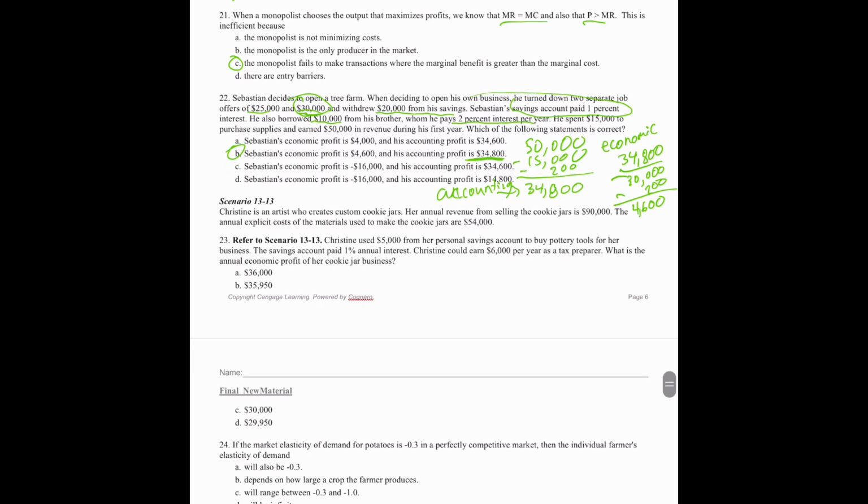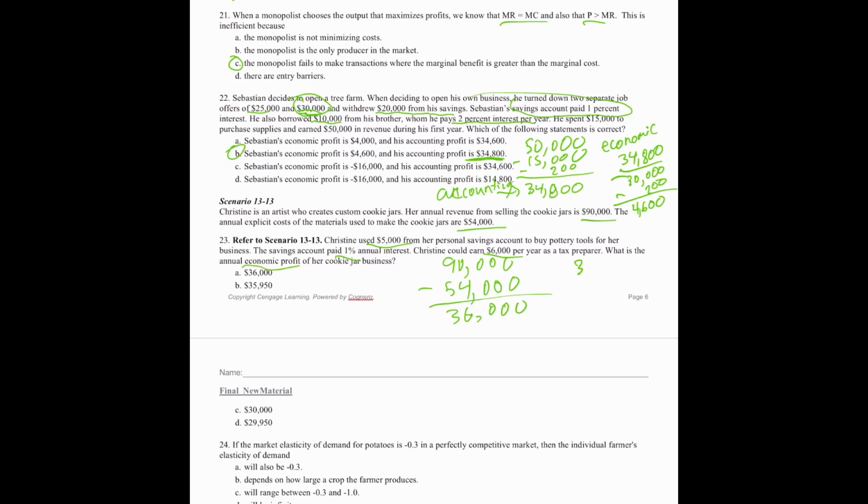23. Christina is an artist who makes custom cookie jars. Her annual revenue from selling the cookie jars is $90,000. The annual explicit costs of the materials used is $54,000. So we know that explicit costs are going to function into everything. So we might as well do that first and say $90,000 minus $54,000 is equal to $36,000. Further, she took out this $5,000 to buy her tools, which paid 1%, and she could earn $6,000 a year as a tax preparer. The economic profit is going to take both of those things into account.